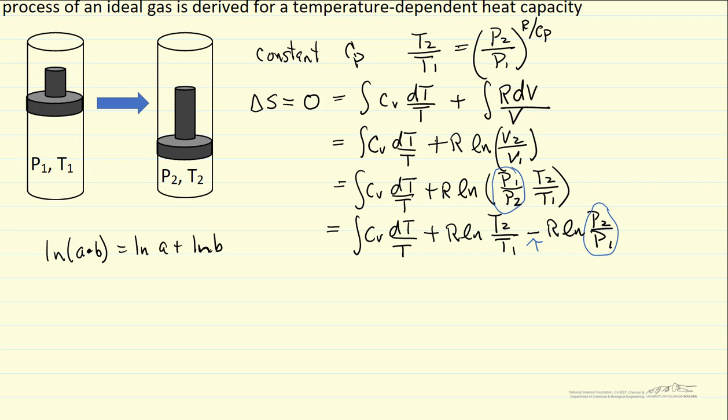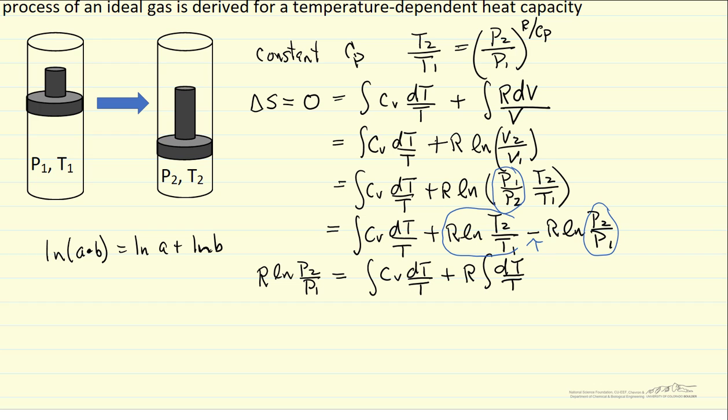And so now I'm going to rearrange again. So I brought the log of P2 over P1 to the left side, and I've rewritten the term for the log of P2 over P1 in terms of the integral. So if I integrate dT over T, I get the log of T2 over T1. And the reason I do that is because now I can combine these two terms and write Cv plus R is equal to Cp. So I have the integral of Cp, and now Cp is not a constant.